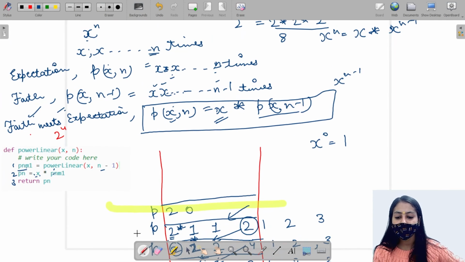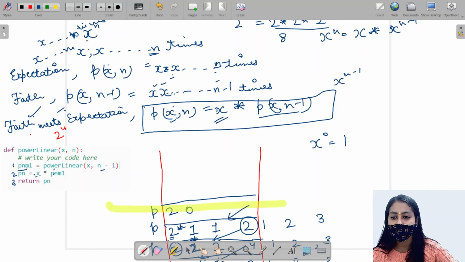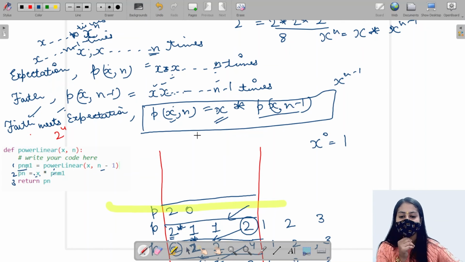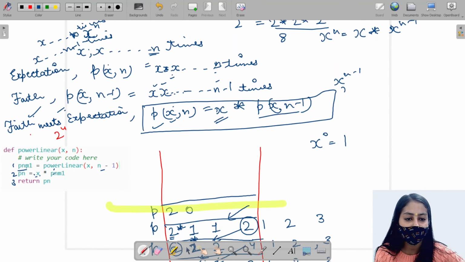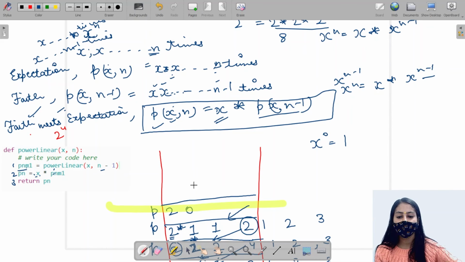Our expectation is what? That we have to multiply x n times, right? And our faith is what? That we have x multiply itself n minus 1 times. So how do we meet our faith with expectation? That power of x to the power n is what? X into power of x to the power n minus 1, right?